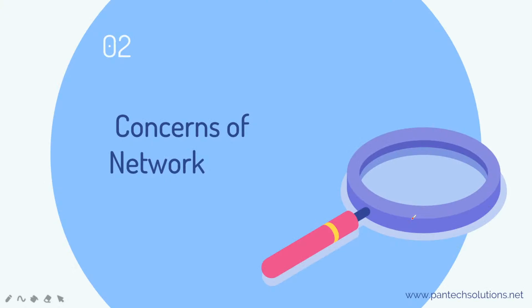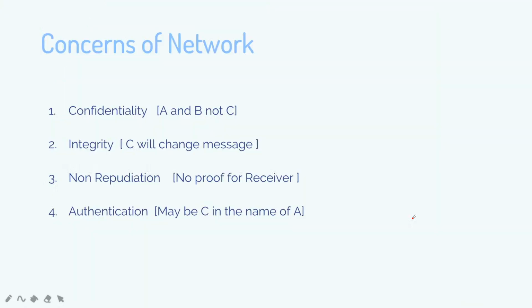Then, the consists of network. What are some of the disadvantages if we are using a peer-to-peer network or a centralized server network like that? Here you can see first one, confidentiality. Confidentiality is nothing but, for example, we are sending a message from A to B, not C.